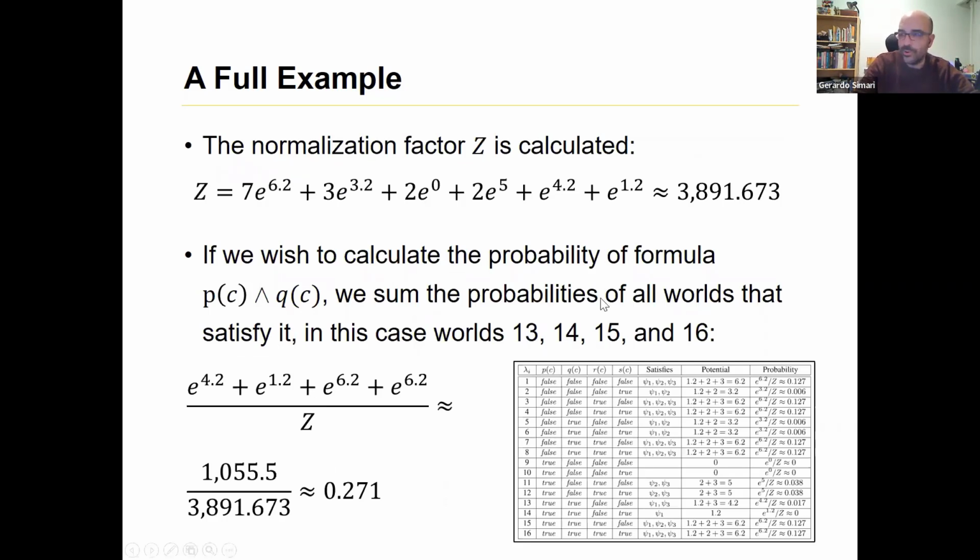So here's a little bit more about exactly how I calculated this. The z here is just the sum of this. And if we wanted to calculate the probability of a formula like P of C and Q of C, all we have to do, as usual in this possible worlds approach, is to sum the probabilities of all the worlds that satisfy this formula. In this case that is worlds 13 through 16, the ones in red here. So this number here is about 27.1%. If anybody has any questions, feel free to stop me.